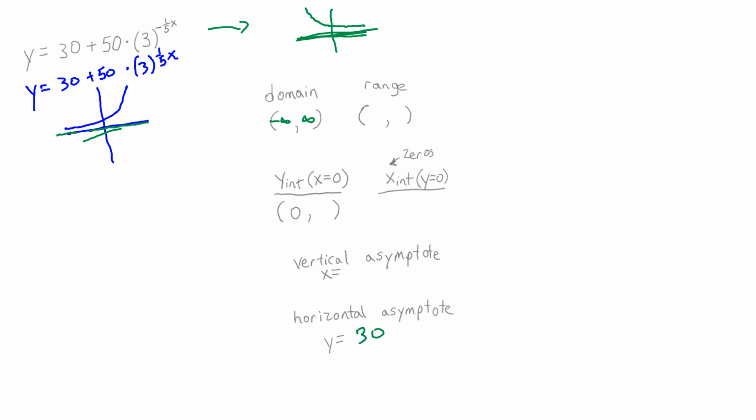Because it's still an exponential function, we still would not have a vertical asymptote. Our y-intercept wouldn't change because if we flip a point that's already on the y-axis across the y-axis, it's the same point, so it's still (0, 80). We still wouldn't have an x-intercept because of where our horizontal asymptote is. And our range would be exactly the same. We would still go from positive 30 to infinity.